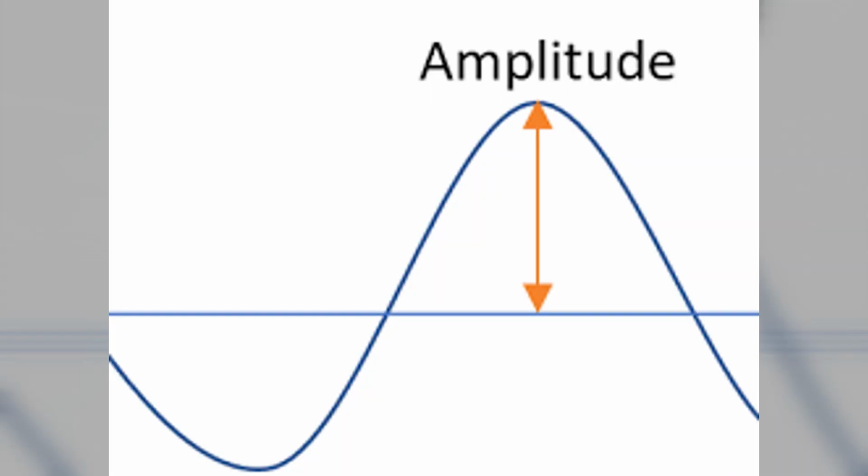We have amplitude, which is the height of the wave, but it's measured not from trough to crest. It's measured only from the resting point to the crest, although you could go from resting point to trough too, because that's the same measurement. And these give us important information about how big a wave is.